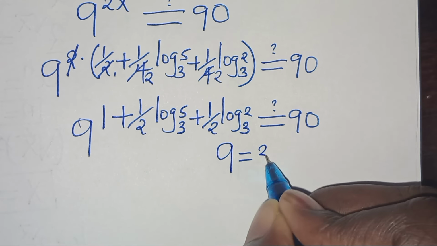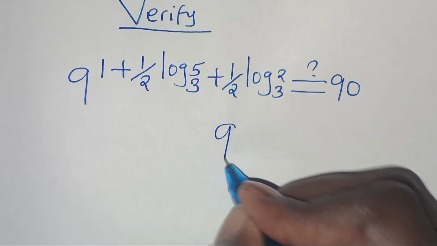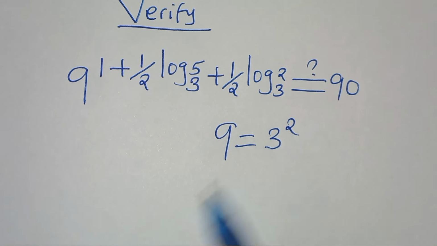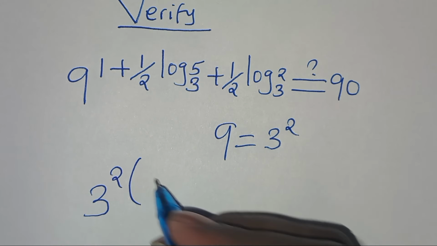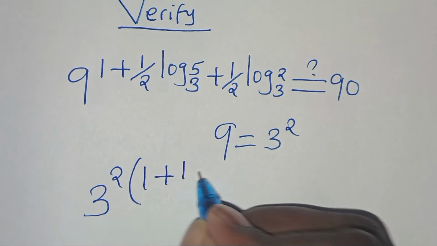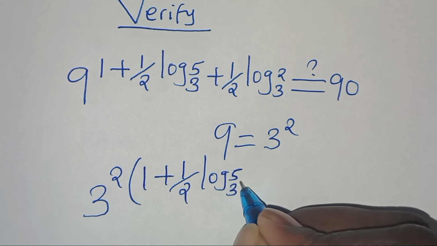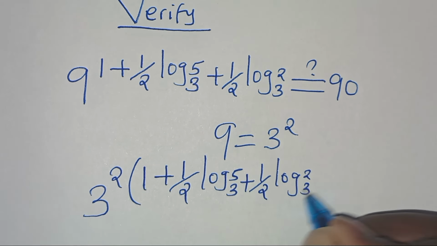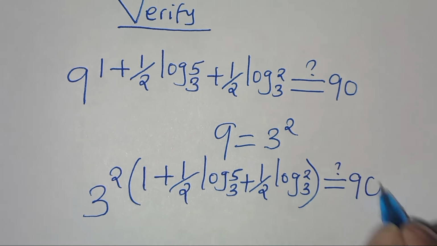Now we can express 9 as 3 to the power of 2. Let's substitute this so that we have 3 to the power of 2 into the parentheses. This is 1 plus a half log 5 to base 3, then plus a half log 2 to base 3, close the parentheses. This is supposed to give us a value of 90.